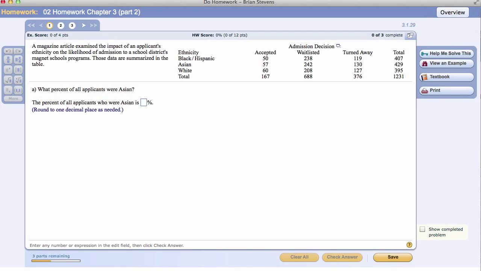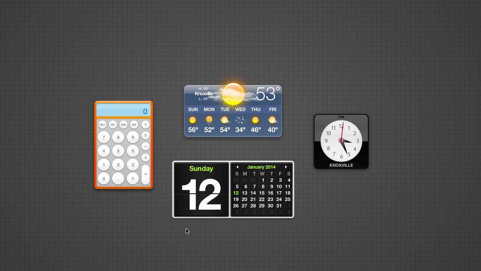Make sure to do your math very carefully in this homework, as any decimal place error will get you a wrong answer on my Pearson. We want to look at what percentage of all applicants were Asian. So all applicants is the total down here in the bottom right corner. The number that were Asian was 429 out of 1231. We can go over to our calculator right now and enter this in.